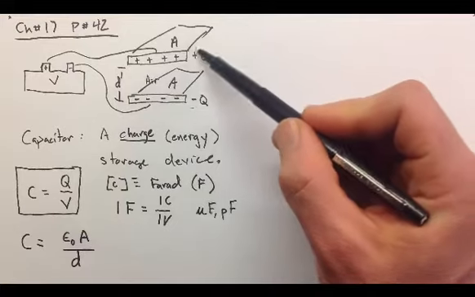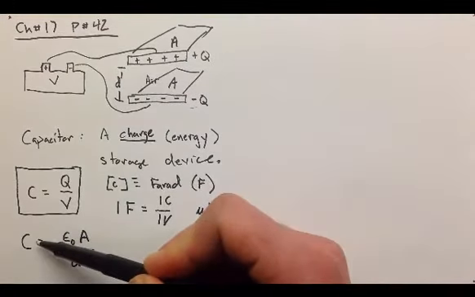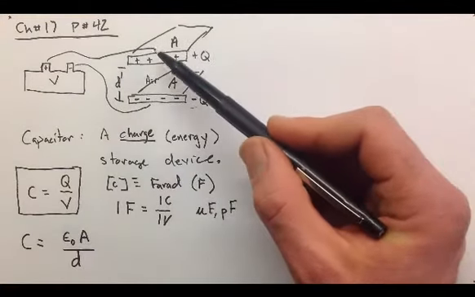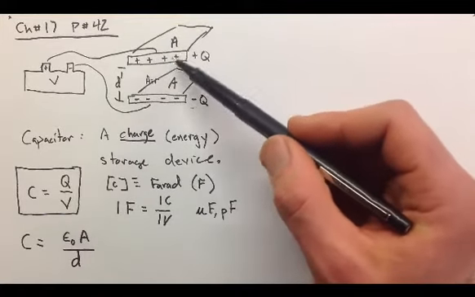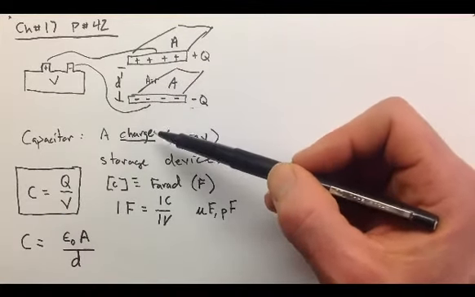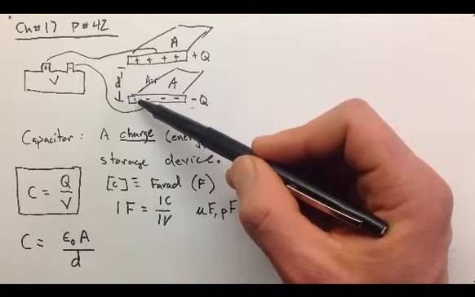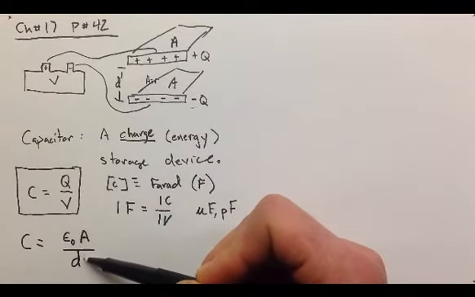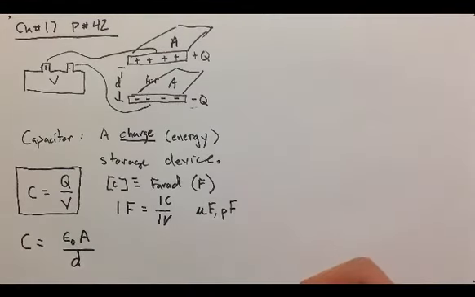Notice as the area gets bigger, the capacitance would get larger. So the bigger your capacitor, the more the charge can spread out, and the more charge you can have on there. That makes sense. And the smaller the distance between the plates, all right, so the smaller d gets, the larger the capacitance.